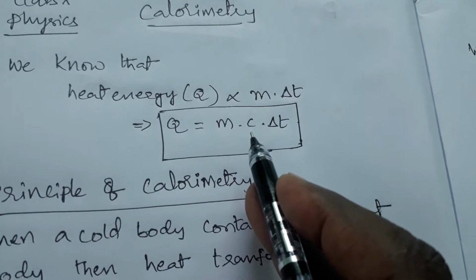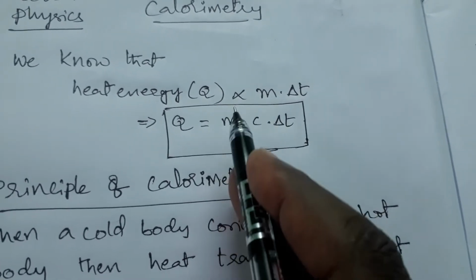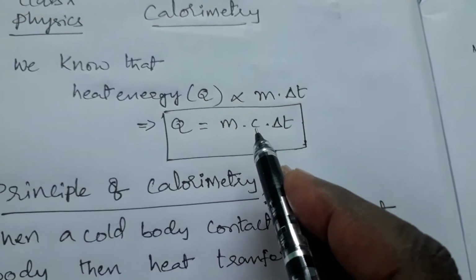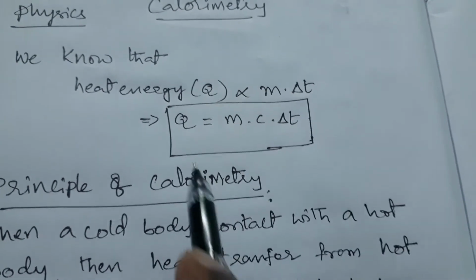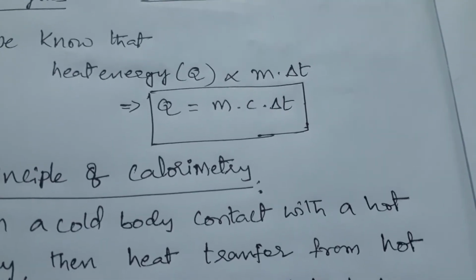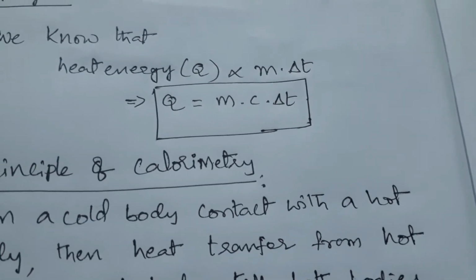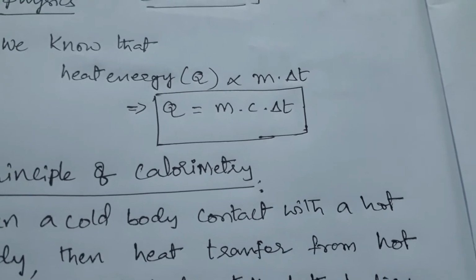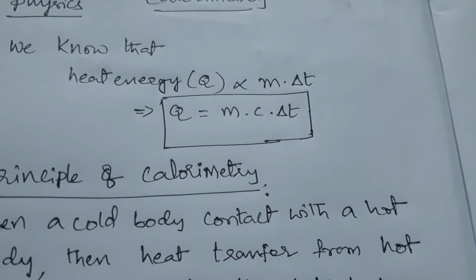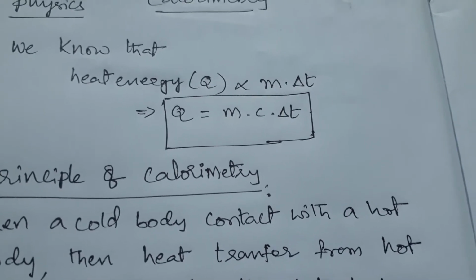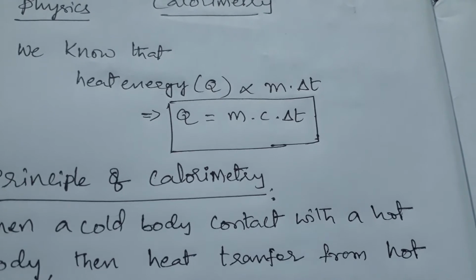When you replace proportionality with is equal to, you must use a constant. You have learned this previously in mathematics. What is this constant? I will explain now. Here Q is equal to mc delta T. This is not the same for all substances. It is different for different substances. That means the C value changes from substance to substance.